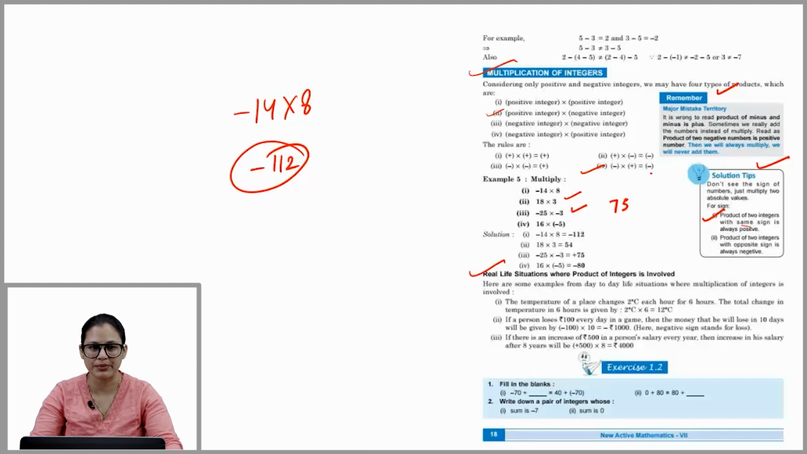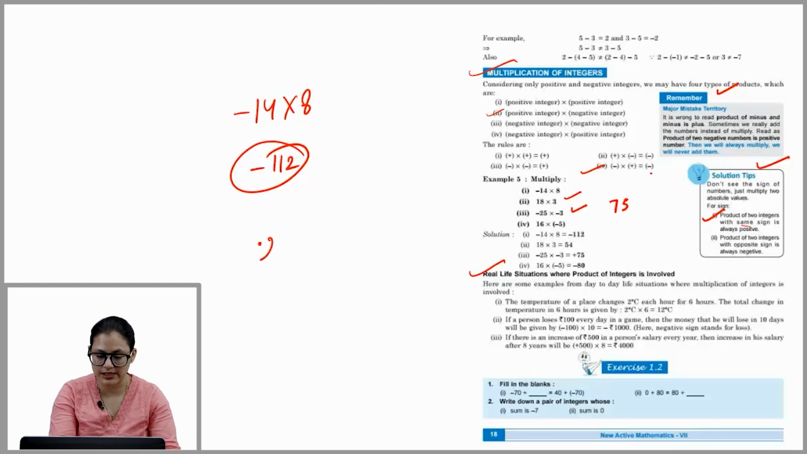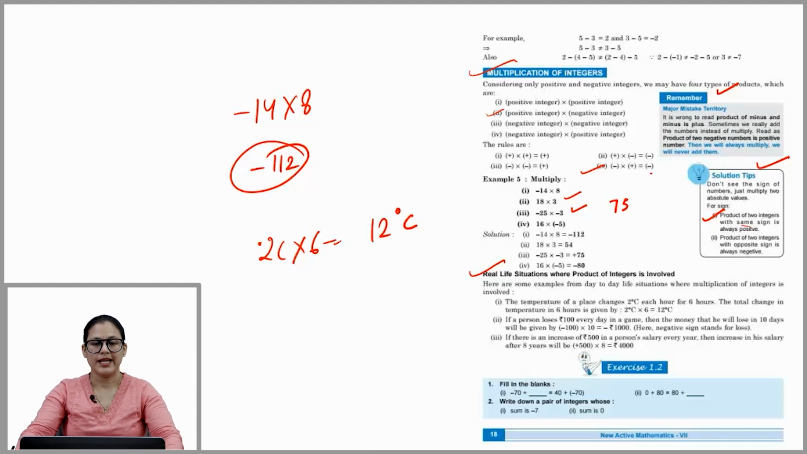Here are some examples from day-to-day life situations where multiplication of integers is involved. Number 1, the temperature of a place changes 2 degrees Celsius each hour for 6 hours. The total change in the temperature in 6 hours is given by 2 degrees Celsius into 6 is equals to 12 degrees Celsius, right?